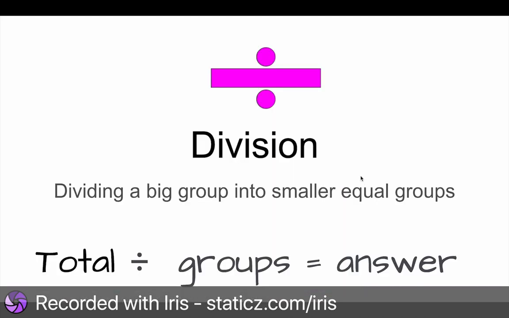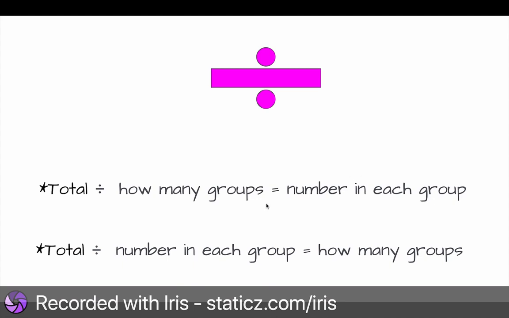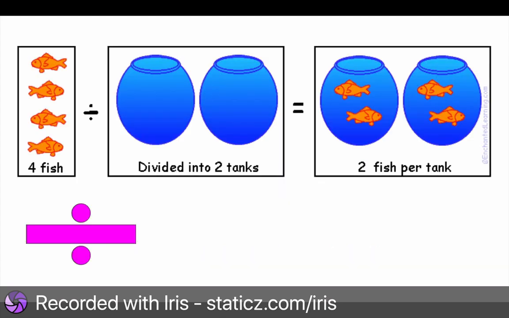Now division is the opposite. I start out with my total number, and I divide that big total number, that big group, into smaller equal groups. So I divide the total into groups to get my answer. Now the thing with division you have to keep in mind is that you can either take that total and divide it by how many groups and find out the number in each group, or you can take the total, divide it by the number of things in each group, and find out how many groups. Those are both division. Let's look at some examples.